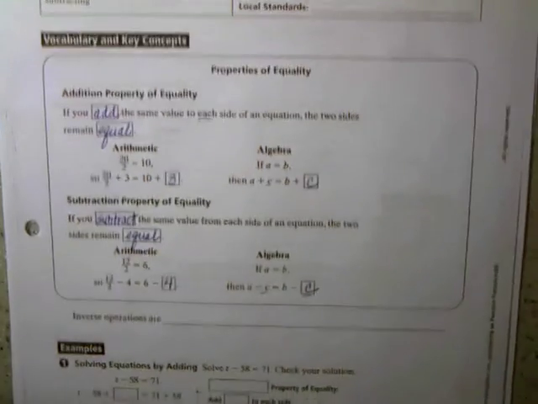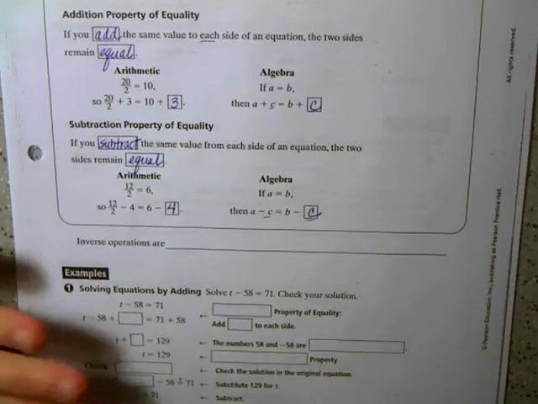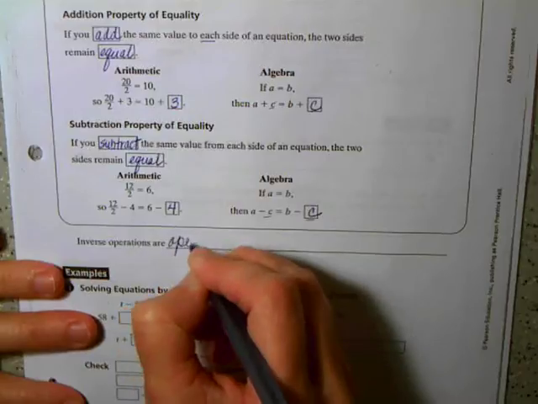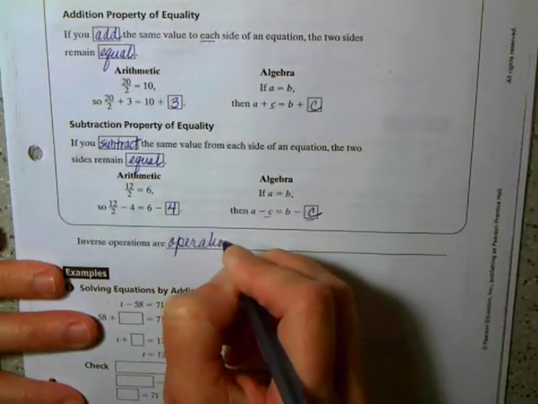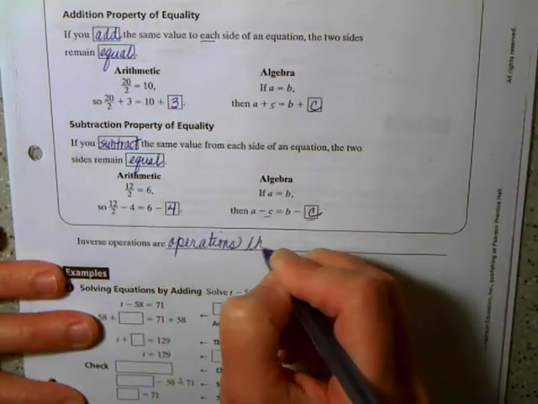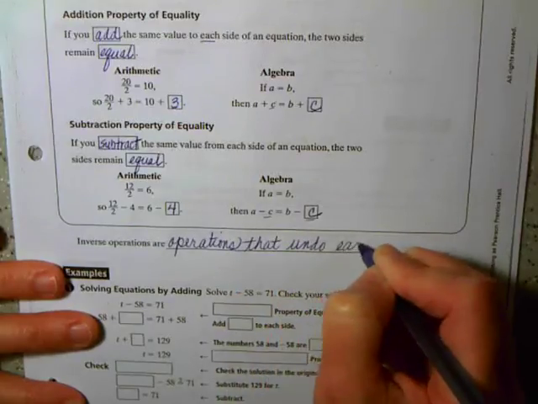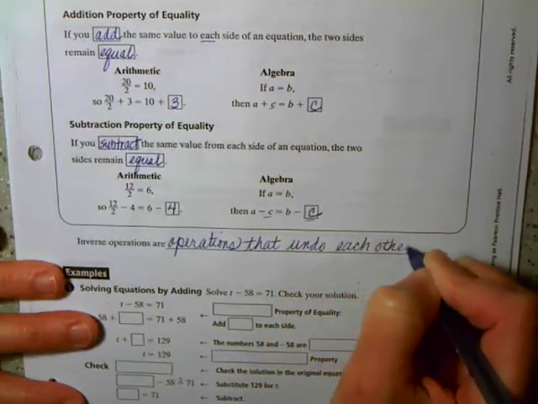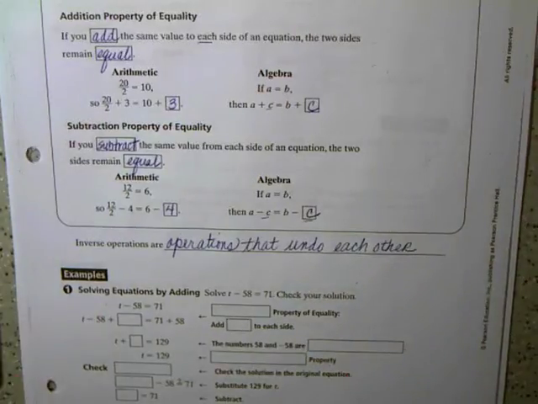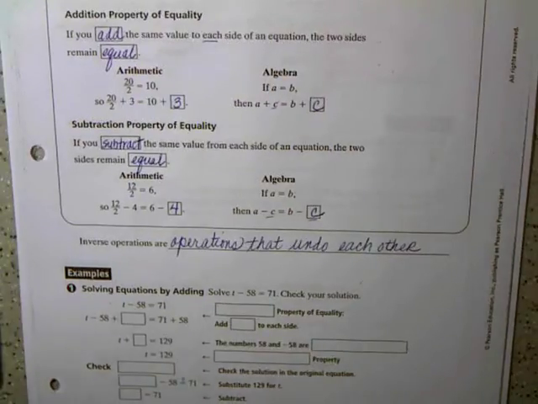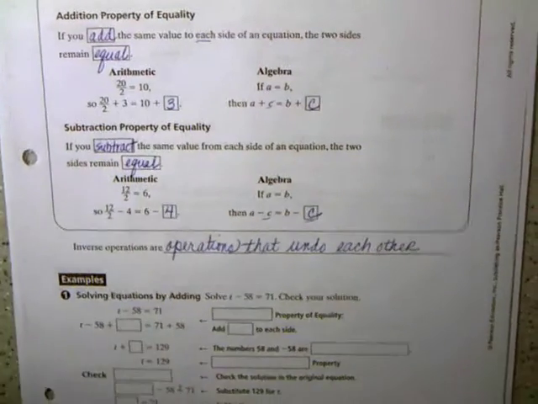Now, what we basically will be using this for is solving equations, and a term that we need to be familiar with is that of inverse operations. Inverse operations are operations that undo each other. In this section, that's addition undoes subtraction, subtraction undoes addition. As we go through our examples, I will point that out for you. But that's really the whole big idea that we're doing here.